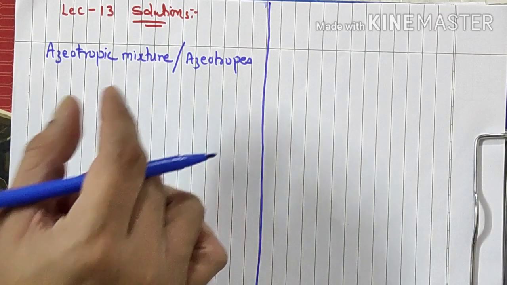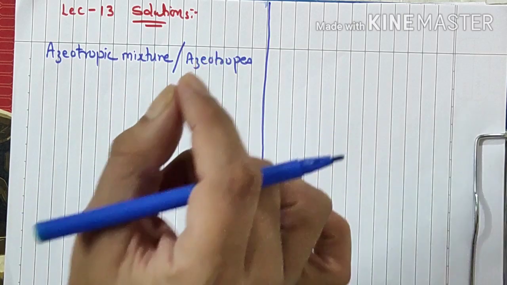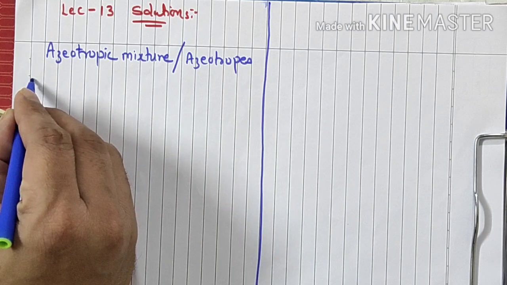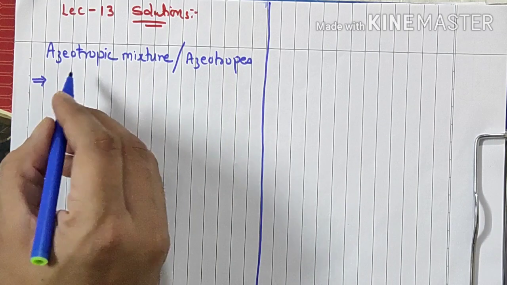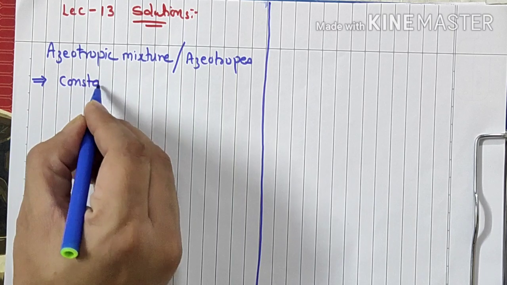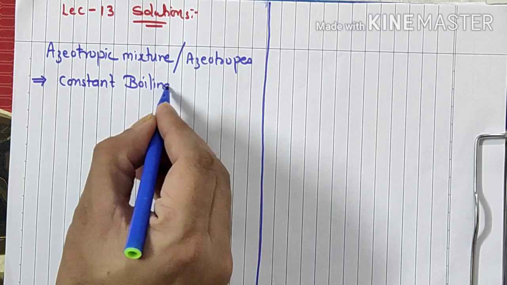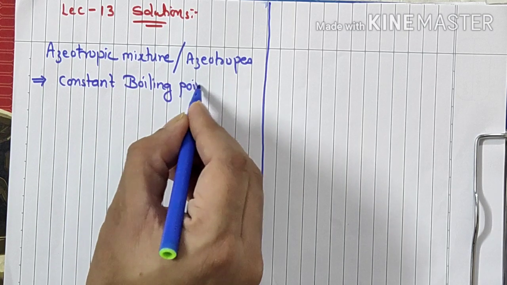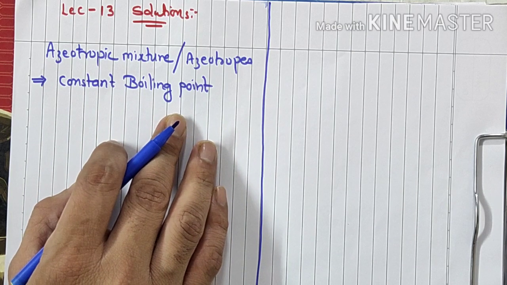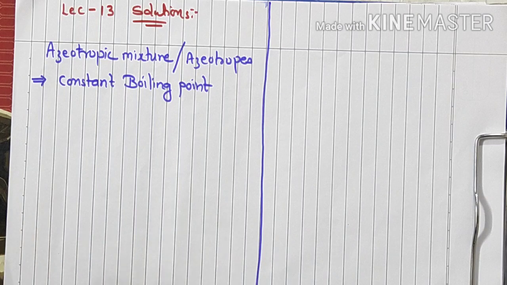First of all, let's understand what is azeotropic, in a very small way. An azeotropic mixture or azeotropic solution is a solution which has a constant boiling point. Azeotropic mixtures are those mixtures which have a constant boiling point.